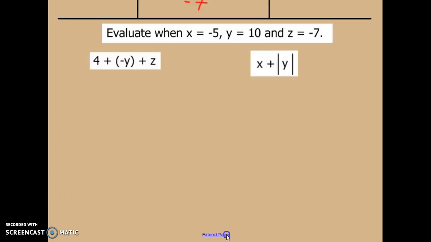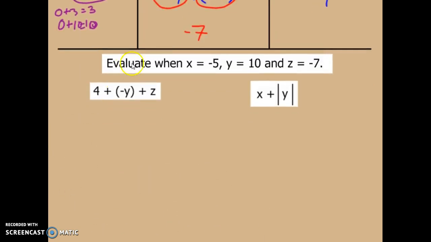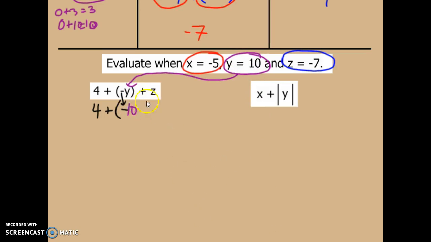This is where we have some new information. We know these are just numbers, but anytime we have a letter, we're going to replace it with whatever that letter is equal to. So x is negative 5, y is 10, and z is negative 7. So I'm going to start writing it out just like it is. It says 4 plus, there's a parentheses, and a negative. Note this negative comes right from there. And then y is just 10. So we're going to put in a 10 there. And then there's a parentheses, and it says plus z.